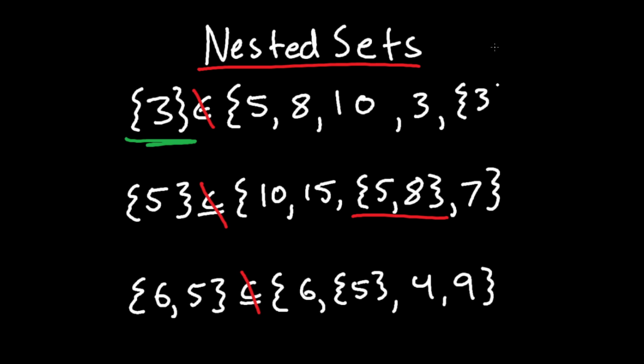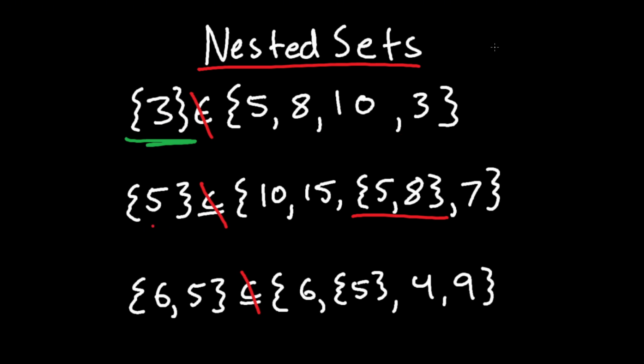For example, if you had a set 3 right here, then this would be true, right? Now we have an element. Now the set 3 is an element of this set. But before, we didn't have the set 3 in here, which means this right here is not. The set 3 is not an element of 5, 8, 10, and 3.